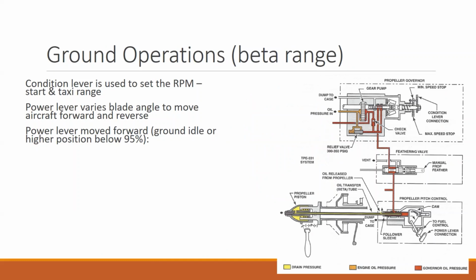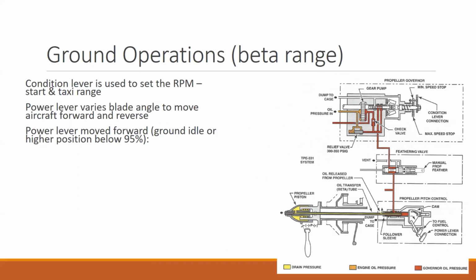And so as we move it into various positions, we're going to change the position of the beta tube, and that's going to port or relieve oil pressure going to the piston, the dome at the end of the propeller in this case. So when we move it forward, it is going to move those blades to a higher pitch. It's going to bring oil in. And what moves this to a higher pitch position? What increases blade angle on most of these propellers?